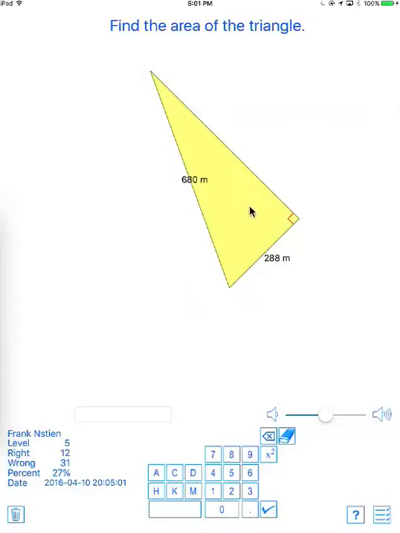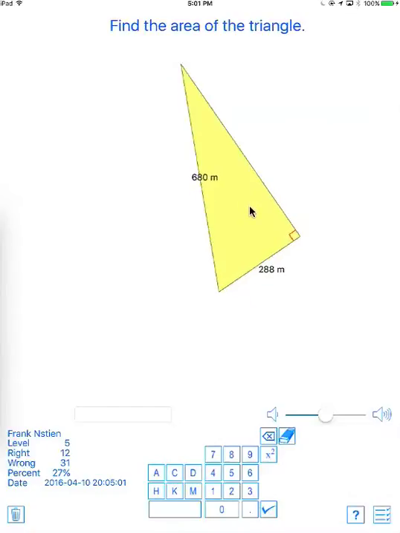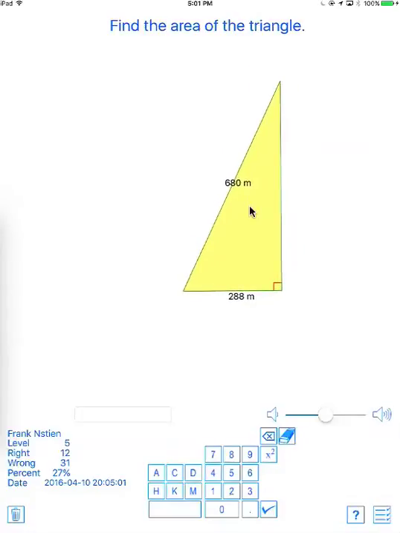Now, in this triangle, we can turn the triangle this way. So the 288 is the base, and the height is our missing leg. Okay, because remember, the two legs of the right angle triangle are perpendicular, and base and height are perpendicular, so you can make one of these sides the base, and one of the other legs the height. Okay, so one leg is the base, the other leg is the height, and the hypotenuse just gets left out of the whole thing.